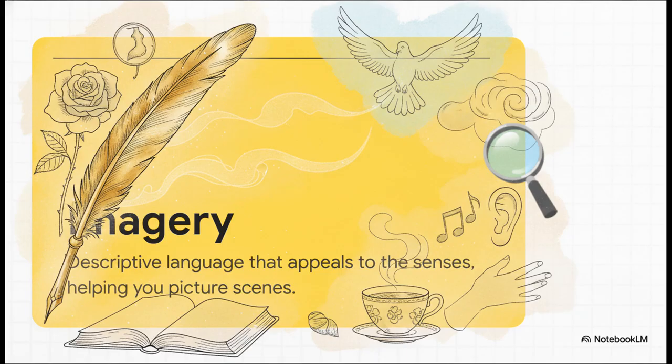But instead of using a brush and colors, you're using words. That is exactly what imagery is. It's descriptive language that appeals directly to your 5 senses: sight, sound, smell, taste, and touch. When an author uses imagery the right way, they aren't just telling you what's happening, they are pulling you right into the scene, helping you picture and feel the world exactly like the characters do.